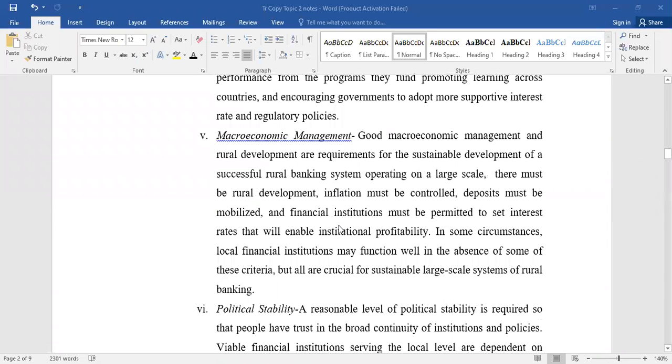Then we have the macroeconomic management. Now, a good macroeconomic management and rural development are required for the sustainable development of a successful rural banking system. Of course, for the rural banking system to take place, we need to have inflation control, deposits must be mobilized, financial institutions must be permitted to set interest rates, and this all will attract people to go and save or to go and lend from such a financial institution. In some circumstances, local financial institutions may function well in absence of these criteria.